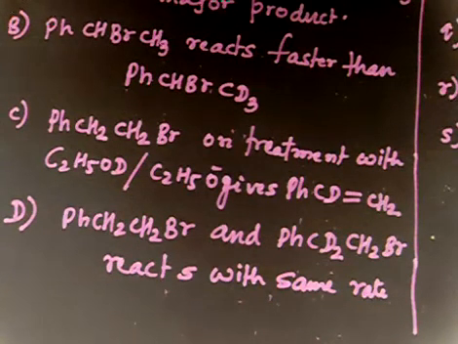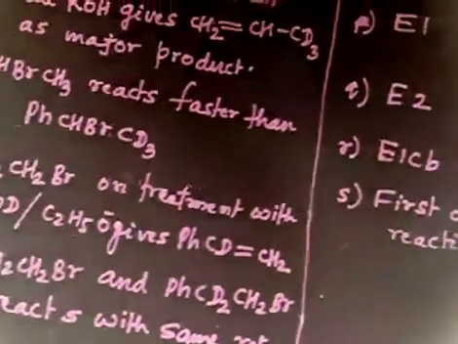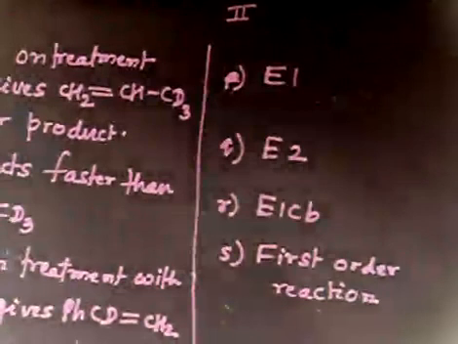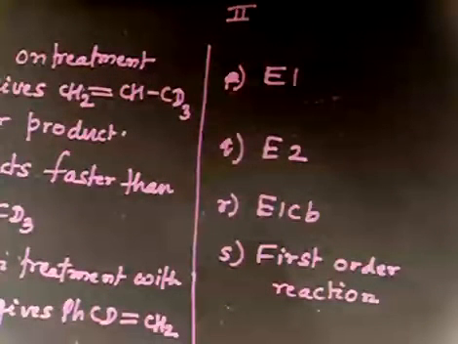So let us copy the column 2. So we have 4 entries in column 2. P, Q, R, S are the entries.